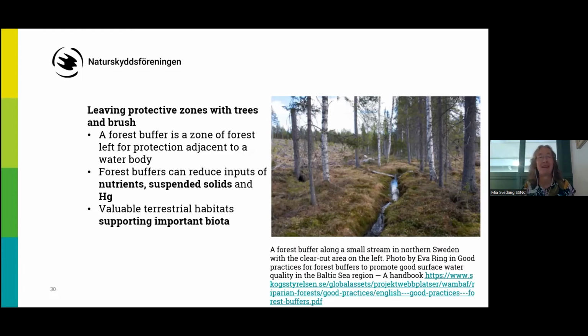mercury, which is a really poisonous metal. And also, if you leave a protective zone in the forest, you will also have a very valuable terrestrial habitat supporting important biota. So it's really important also for the biodiversity in the forest if you leave a buffered zone close to running water when logging and so on.